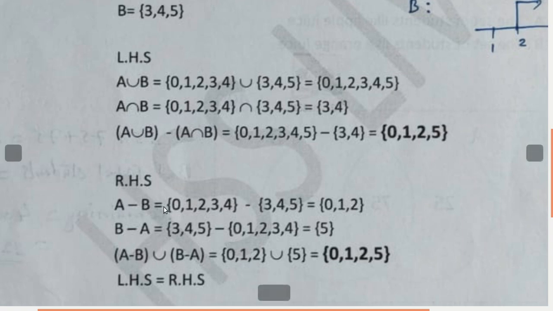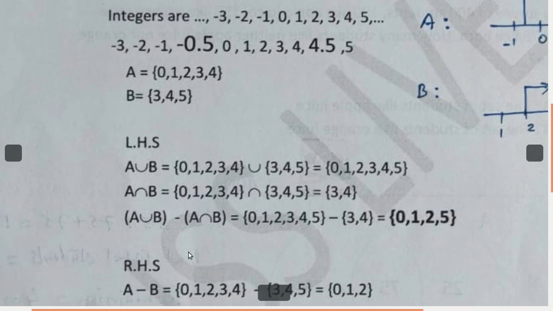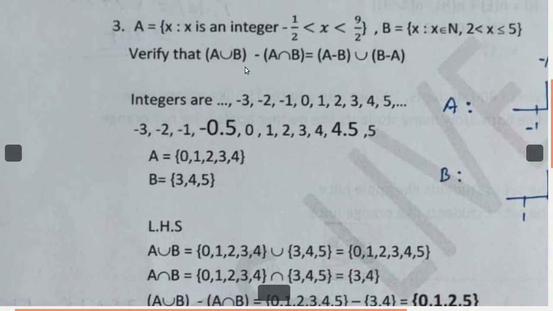So A difference B is obtained and B difference A is also obtained. The question says about their union. A difference B union B difference A is equal to what? A difference B is this one, B difference A is this one. So their union means combining 0, 1, 2, 5. Look at these LHS and RHS. They are the same. Therefore our result is proved. That is all about this question. We proved this result. Both left and right sides are the same.